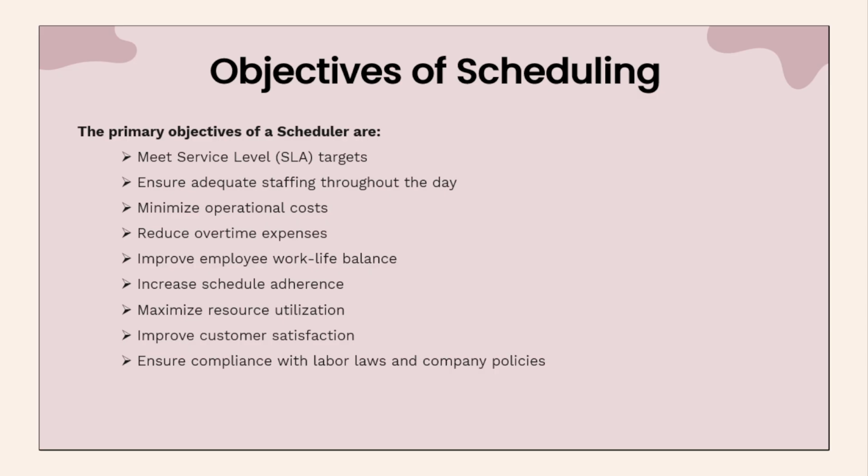Increase schedule adherence. Schedule adherence means that if I have assigned a roster or a timetable to an agent, whether my agent is following it or not. Maximize resource utilization. As a scheduler, you need to utilize all of the resources that are available. Improve customer satisfaction. One of the primary goals is to improve customer satisfaction.